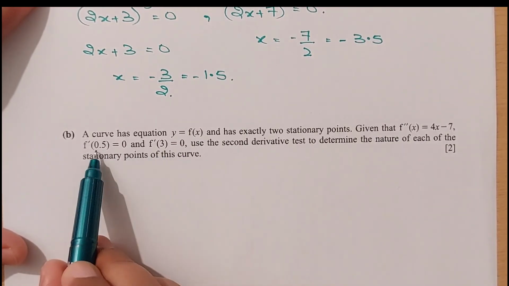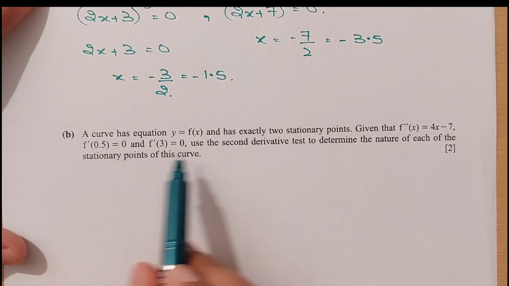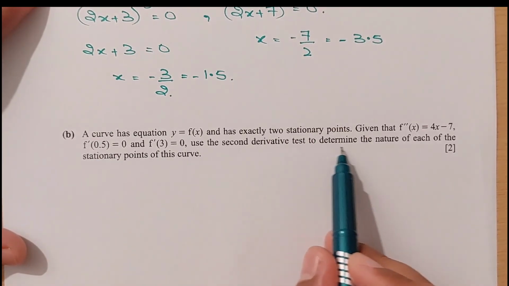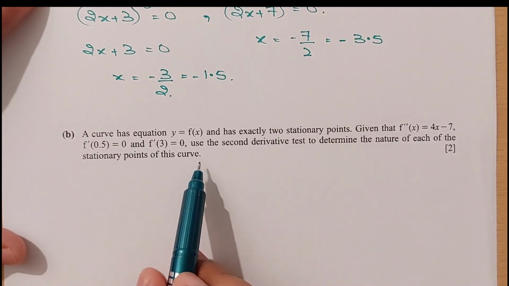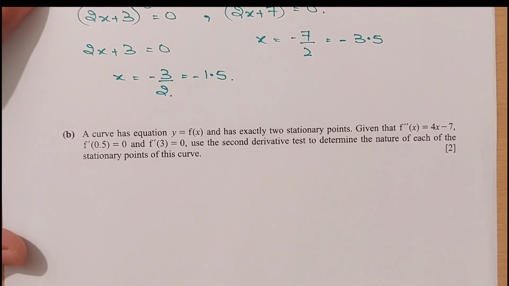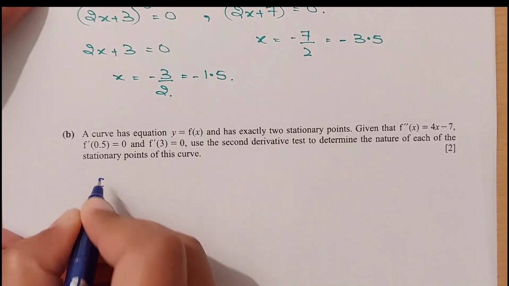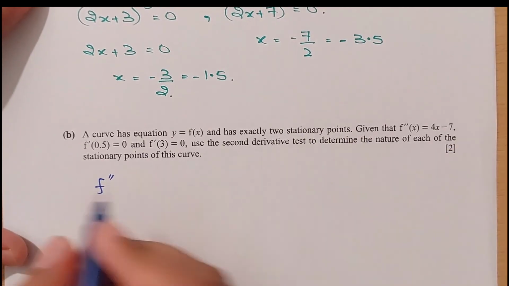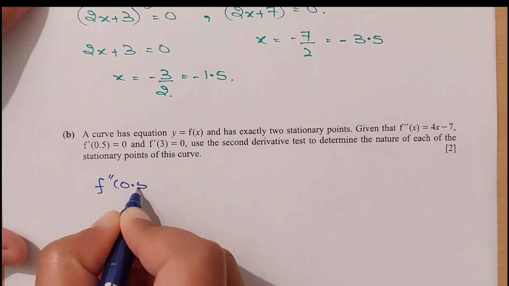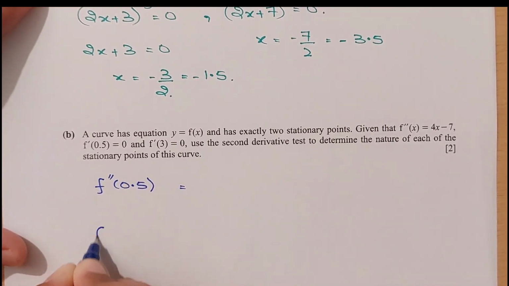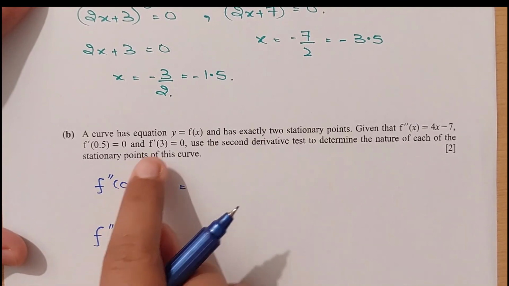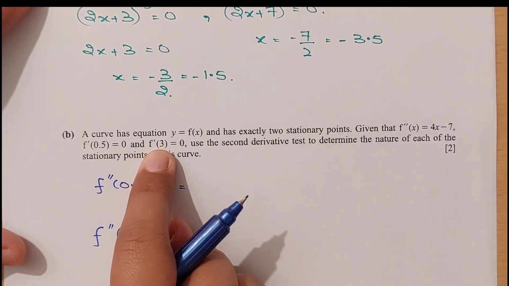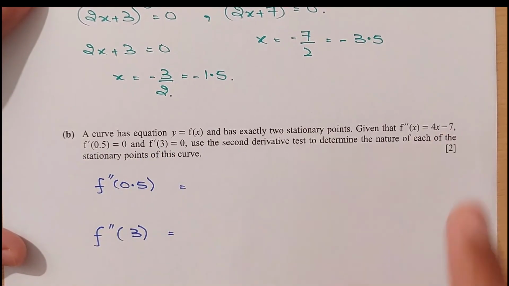It means 3 and 0.5 are the 2 stationary points. Use the second derivative test to determine the nature of each of the stationary points of this curve. That's easy. So first stationary point, second derivative we have given is 0.5. So we have to check at the first one and for the second point. So to check the nature, we need to put both the stationary points into the second derivative.